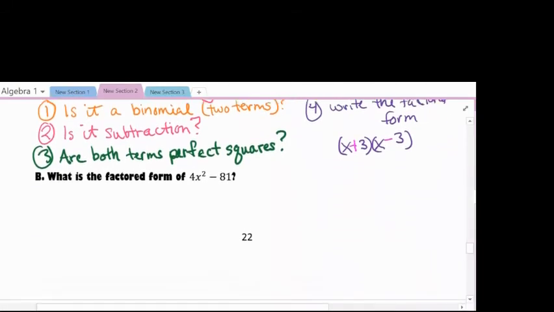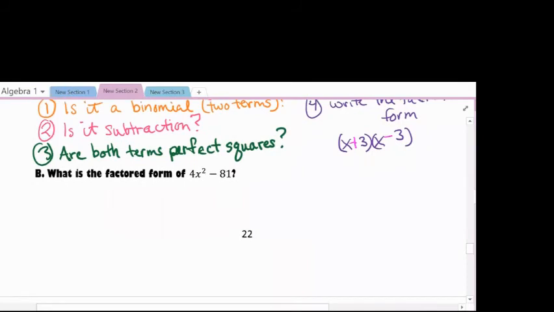Let's look at part B. Is it a binomial? Yes, we have 4x squared and we have negative 81. Those are our terms. So it's a binomial, and it is subtraction. That's question 2, is it subtraction? And question 3 is, are both perfect squares? Well, the square root of 4x squared is 2x, and the square root of 81 is 9.